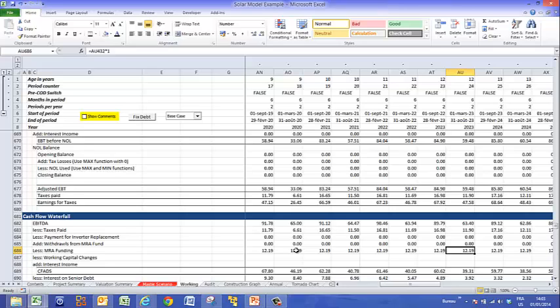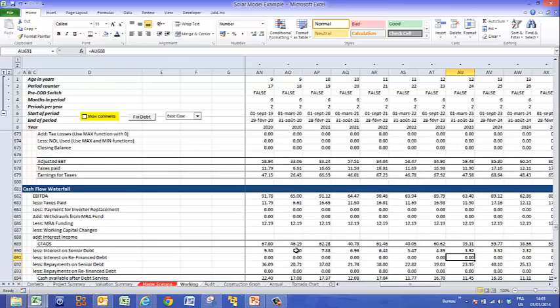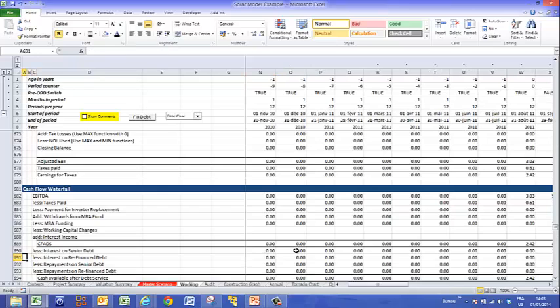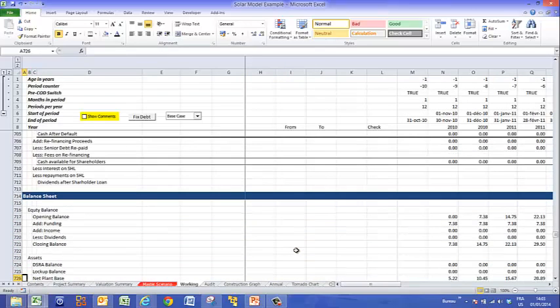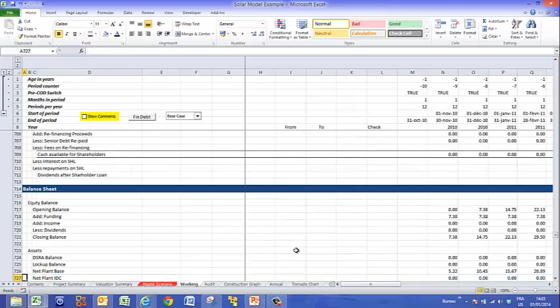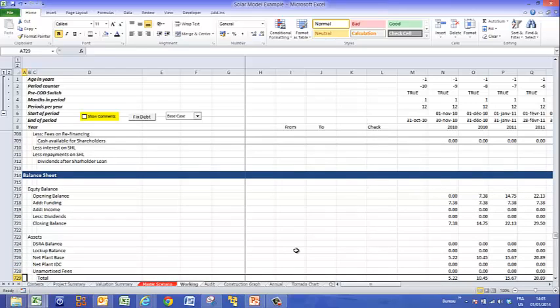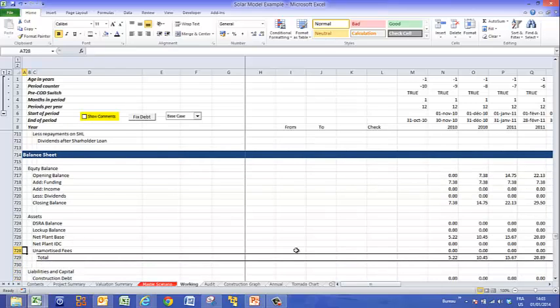minus the 12. All right, that's our cash flow, and now we get to do the really exciting part, which is to see if our balance sheet is going to balance. Now, we start with the equity account.